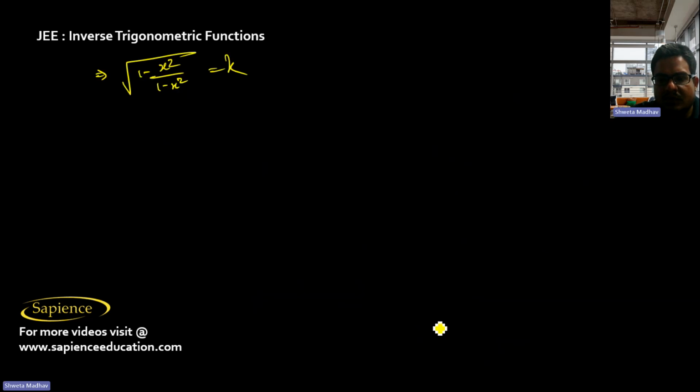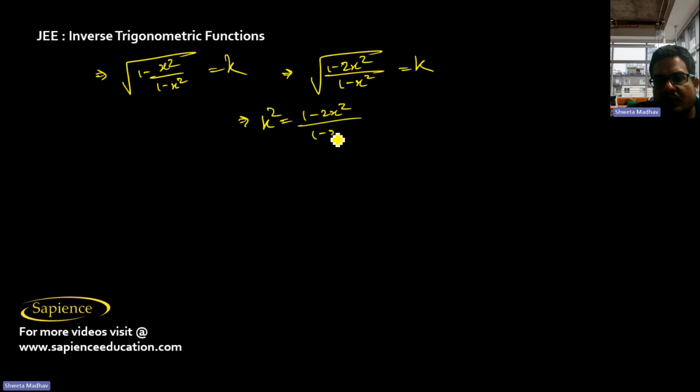6 cos of cos inverse, that will cancel. So this will be root over 1 minus x square minus x square. So it is root over 1 minus 2x square by root over 1 minus x square, that is equal to k. So therefore k square will be equal to 1 minus 2x square by 1 minus x square.